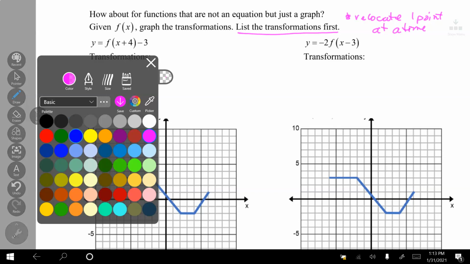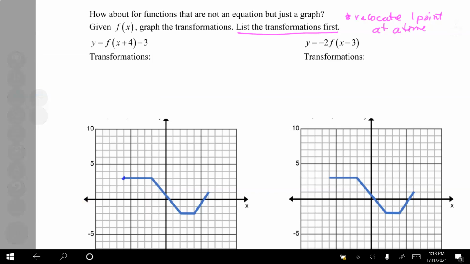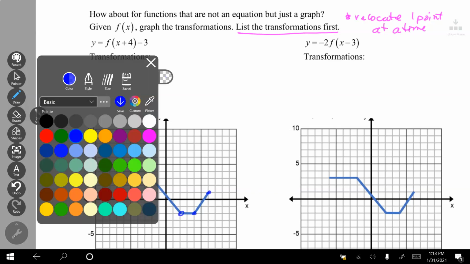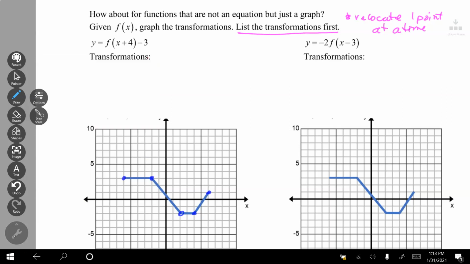So like in these graphs, these are the main points, the ones I'm going to do here in blue. These are the ones I'm going to move. So I look at my transformations, and I have a letter C and a letter D. C is +4, so I do the opposite, left 4. And D is -3, which means down 3. And that's all I'm going to do.